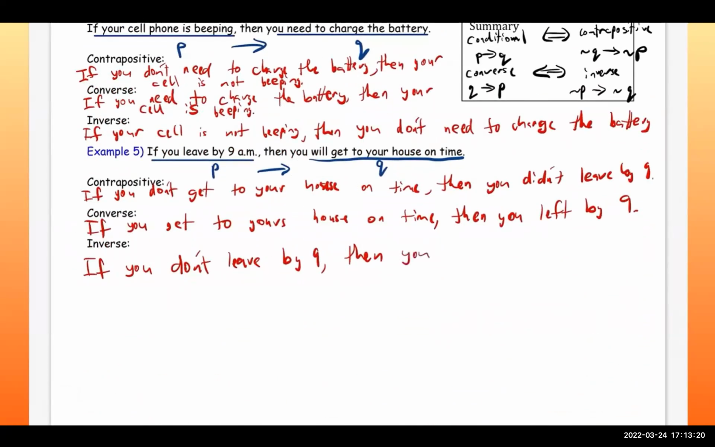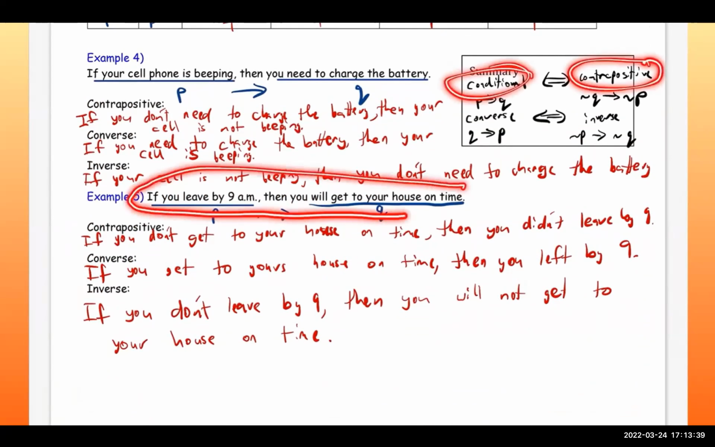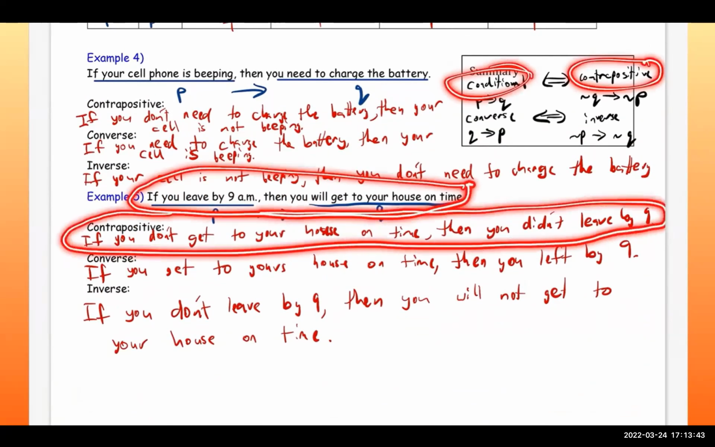All right, so just to summarize, remember the conditional and the contrapositive are equivalent. So here's your conditional. That is equivalent to the contrapositive. Those two statements are logically equivalent. And then these two statements are logically equivalent, converse and inverse. So these two down here basically mean the same exact thing. And that concludes this section.